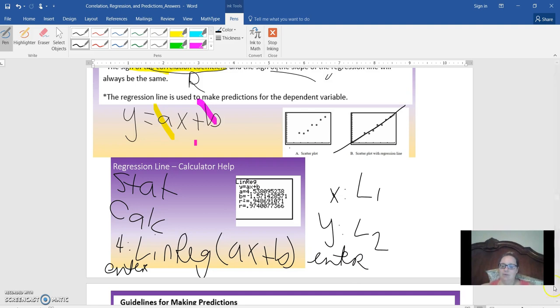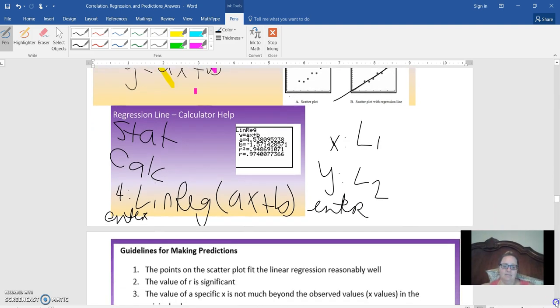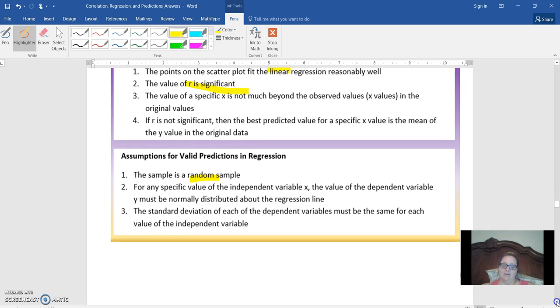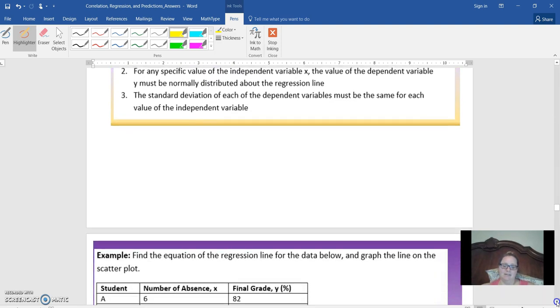All right, so let's put this together and find a little more information. When we're making predictions, it's linear. R is significant, so we've done the hypothesis testing. The sample is random. And those are the important aspects of it; there's more, but those are the important ones.